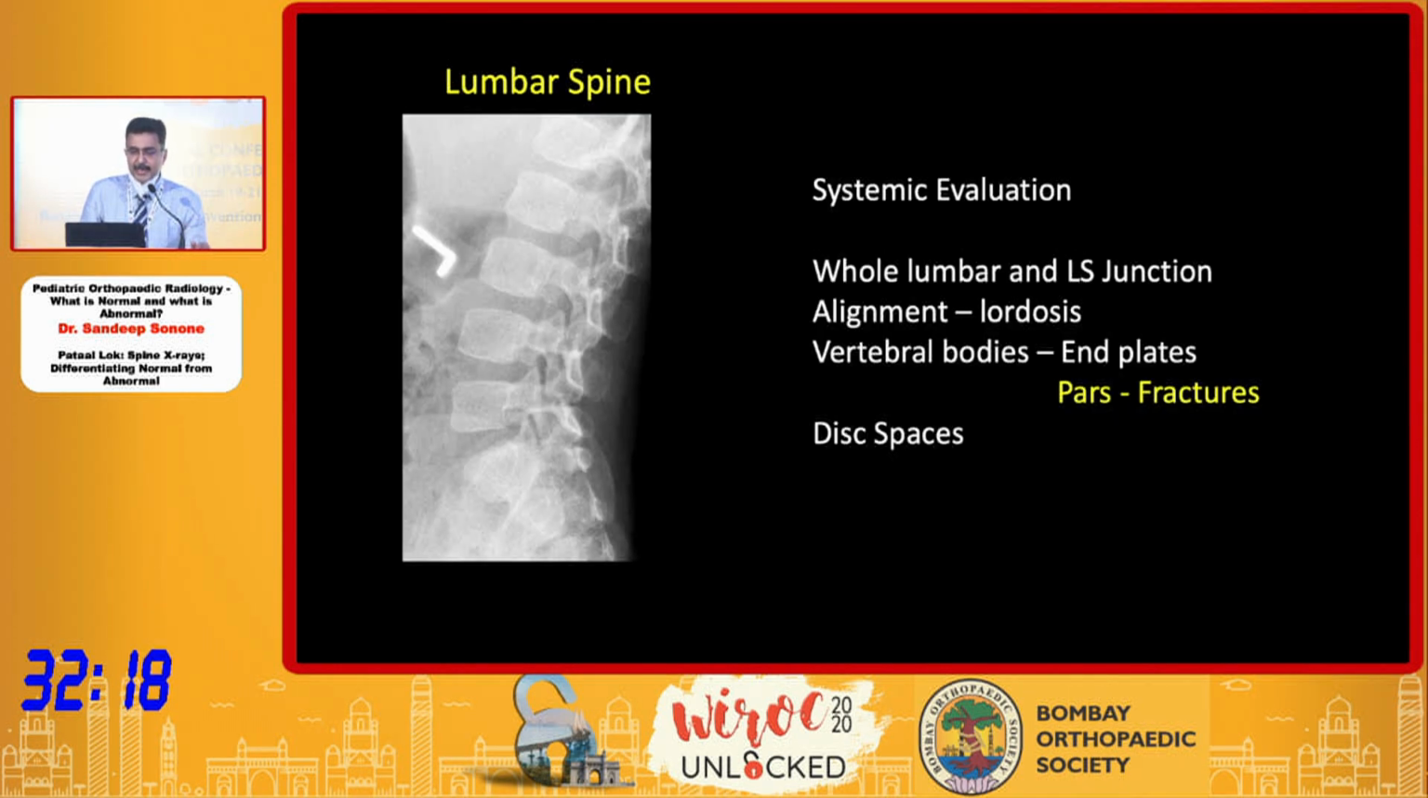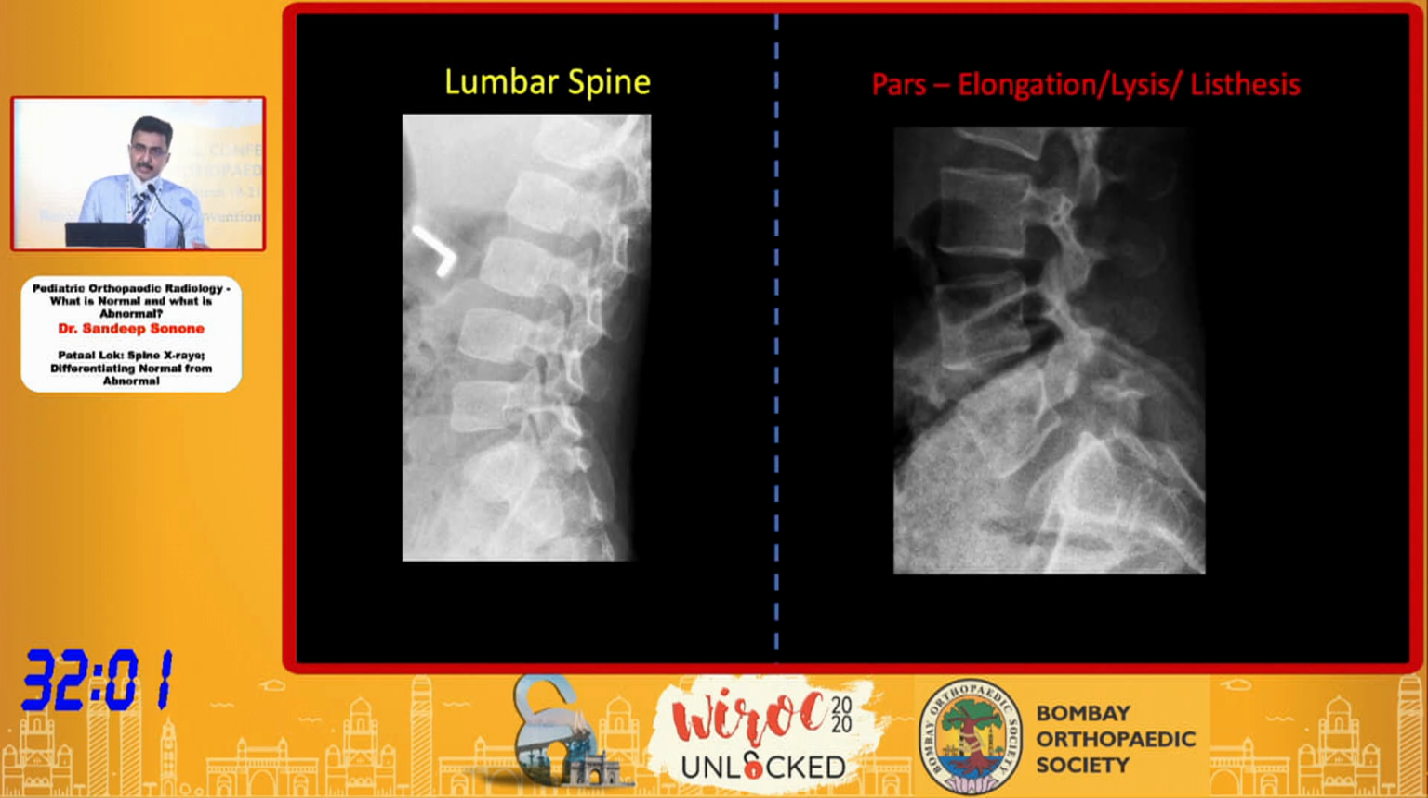Lastly, the lumbar spine, again systematic evaluation is important. You need to know the normal pattern, that is the lumbar lordosis. You need to make a note of the end plate, especially in this age group. In the late pediatric or the early adolescent group, pars fractures are very common, and that is something which can be missed. The pattern in this particular age is extremely different from what we've seen in adult patients.